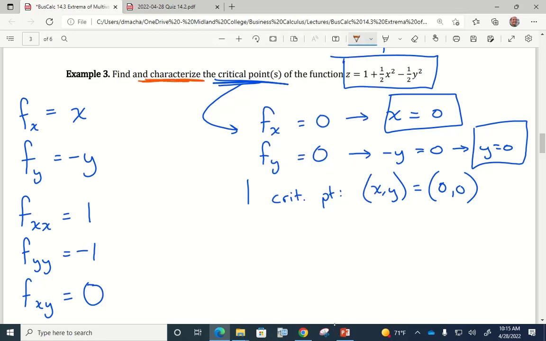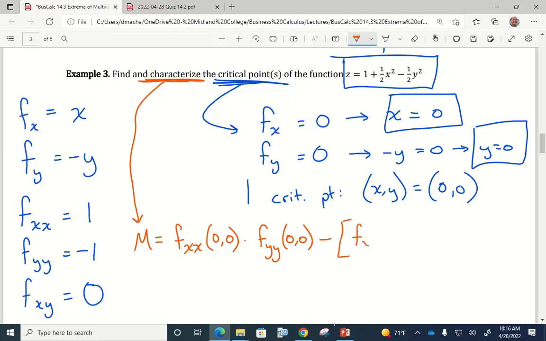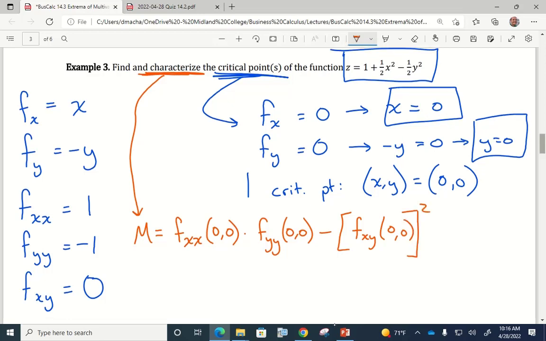If I want to characterize my critical point, that means I have to calculate this m value, which means I have to figure out what is the second derivative with respect to x evaluated at my critical point times my second derivative with respect to y evaluated at my critical point, minus my mixed partial derivative x and y evaluated at my critical point all squared.